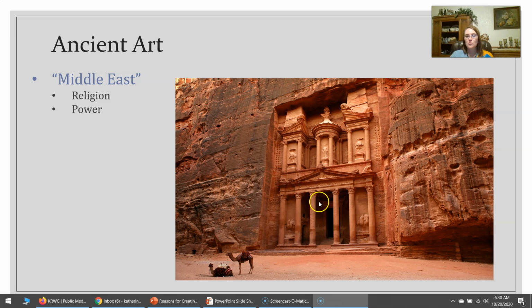This is in Jordan, modern day Jordan. It's called Petra, and it's a rock city. It's carved out of rock. Like, what? It's so beautiful. I cannot wait to go there sometime in my life. I want to see it. And of course, this is definitely a power and status symbol right here. But of course, like almost everything, there's religious and spiritual meanings to it as well.